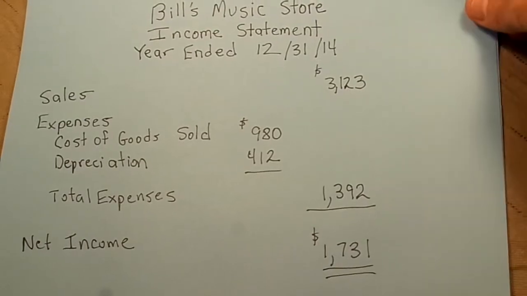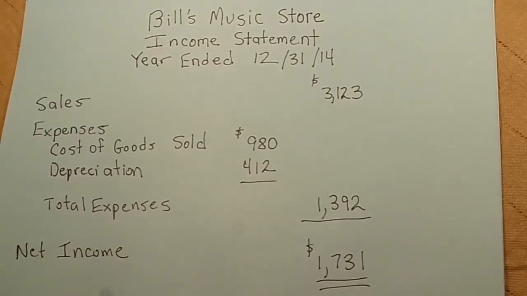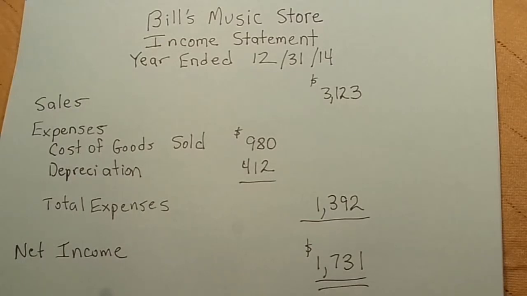Here's our income statement. It's simple, designed to allow us to do a short video and see how to use it to do the direct statement of cash flows. So here, Bill's Music Store income statement is for the year ended December 31st, 2014. There were sales of $3,123. You see two items of expense, cost of goods sold and depreciation. They created total expenses of $1,392, and the net income totaled out to $1,731.